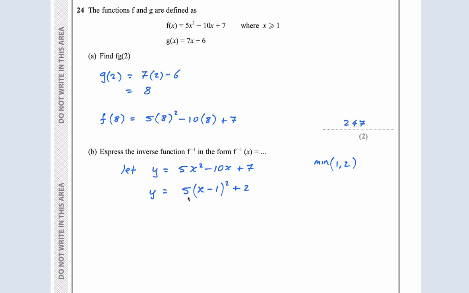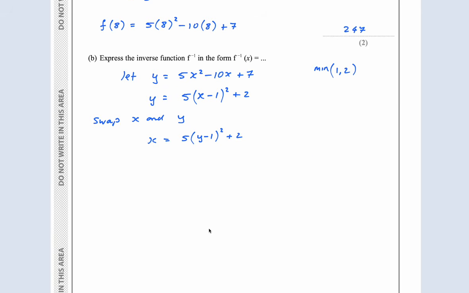You're going to get 5x squared minus 10x plus 5, plus 2 gives you the plus 7. So this is this. So y is equal to this. Then to get the inverse, we swap x and y. So x is equal to 5 times (y minus 1) squared plus 2.